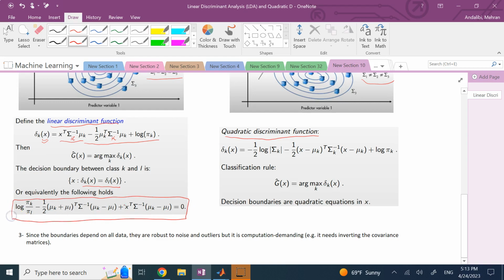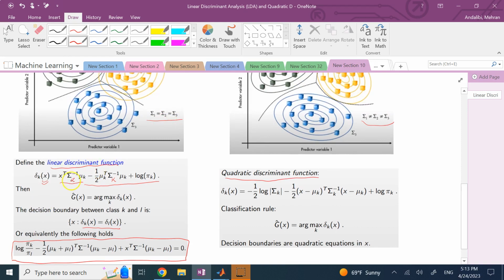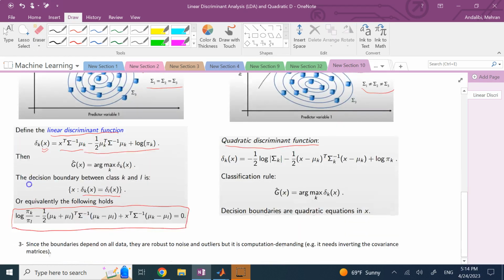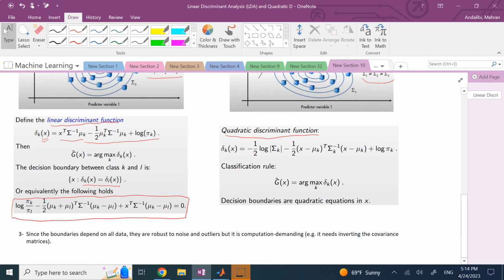You can see that this x transpose sigma inverse is there, mu k minus mu l. Now you know that there is a mu k and a mu l, but the sigmas are equal. That's why here we did not use a subscript for sigma. Because sigma of L and sigma of K are the same thing. So they are all equal to sigma, right? That's why we only use one sigma and not several sigmas. So we factor it out, and then this 1/2 term, the mu's are different, so you have to factor it out like this.